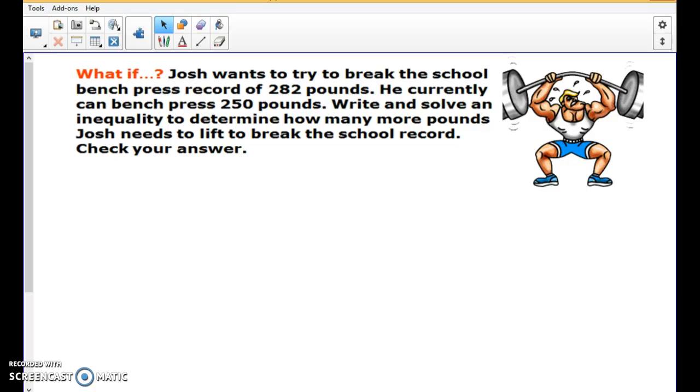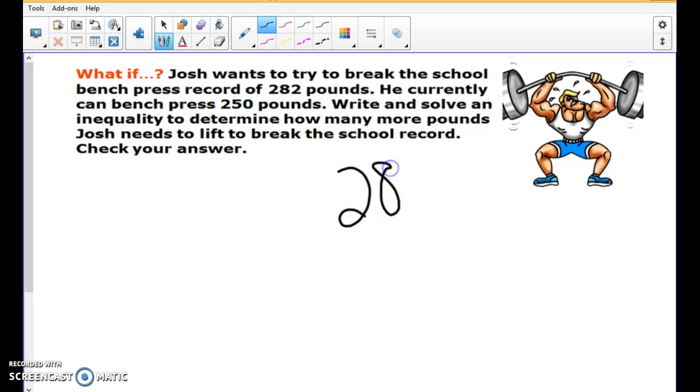Josh wants to break the school bench press record of 282 pounds. He currently can bench 250 pounds. Write and solve an inequality to determine how many more pounds Josh needs to lift to break the school record. The school record is 282 pounds, so Josh wants to beat it. It doesn't say he wants to tie it, so he needs to lift more than the school record.